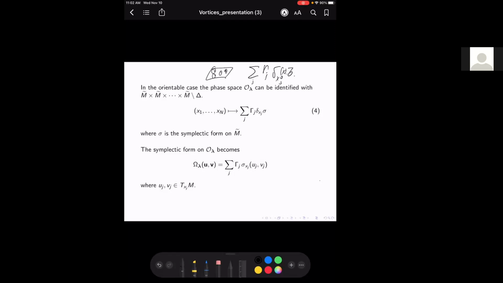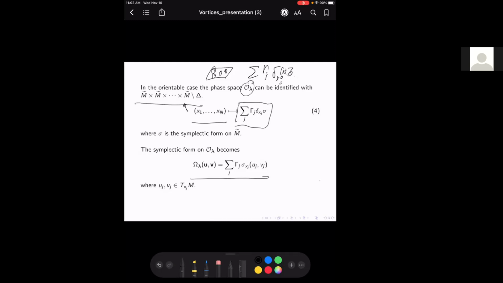And as we can see, because point vortices move more or less freely on the manifold, we can do the following identification. An N-tuple of points belonging to M tilde times M tilde times M tilde, our orientable manifold, will be sent into this form, right? Gamma j, delta of xj, sigma. And this will be our phase space, this will be our orbit lambda. So the phase space is the one we're familiar with, copies of M tilde minus delta. And the symplectic form also simplifies a lot to the one we have seen before: sum of gamma j sigma of xj u of uj vj.